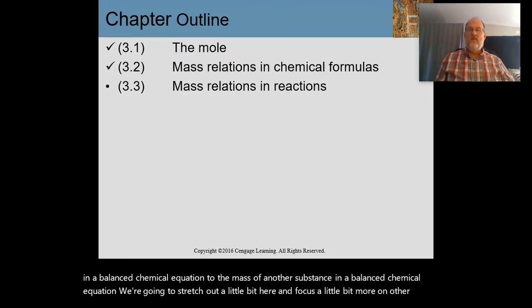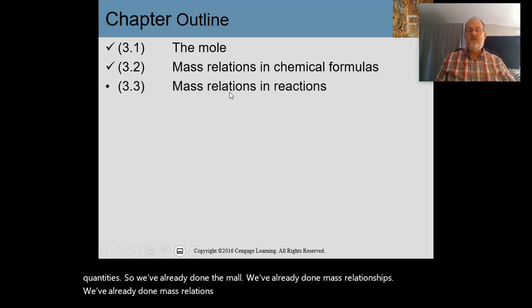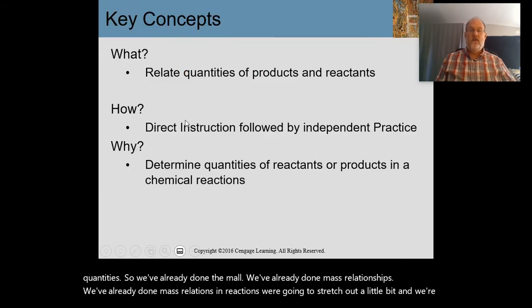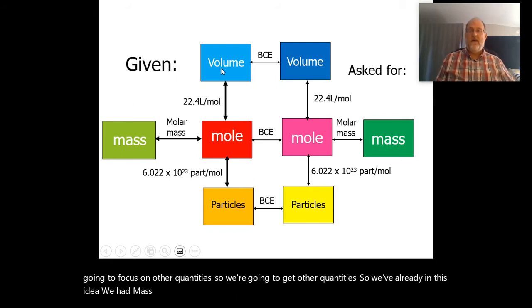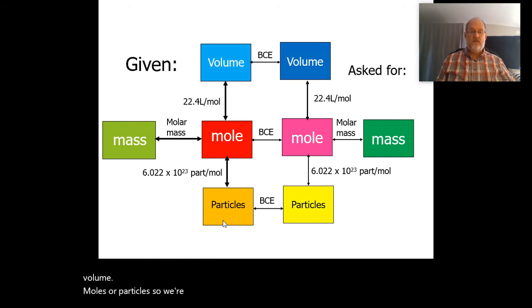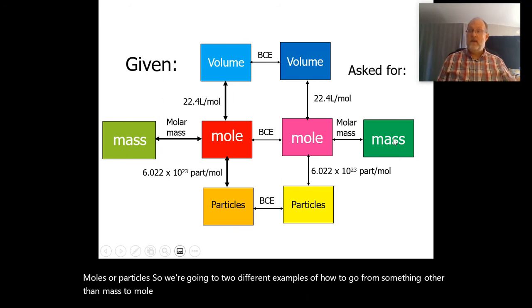So we've already done the mole, we've already done mass relationships, we've already done mass relations in reactions. We're going to stretch out a little bit and focus on other quantities. We had mass, but we also knew we could measure the amount of a material in either volume, moles, or particles. So we're going to look at two different examples of how to go from something other than mass to mole to mole to mass. How do we start on a different thing on the left-hand side, and end up not doing the same old mass to mole to mole to mass?